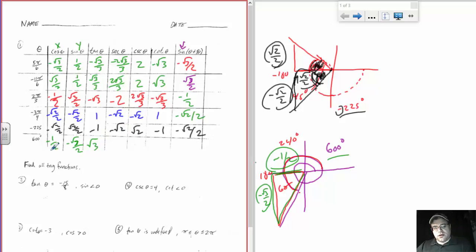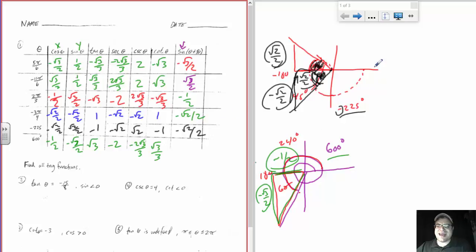Secant is a reciprocal of cosine, so we flip negative 1/2. This is going to give me negative 2. And then the cosecant, we're going to flip sine, and this is going to give me negative 2 root 3 over 3. The cotangent will flip the tangent. It's the same thing as this. The cotangent will be this over this, so it's going to be 1 over root 3. It's going to be positive again, which is the same thing as root 3 over 3.